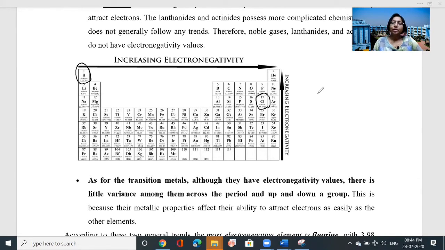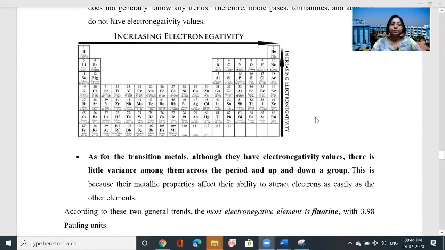That is 2 plus 8, then again 8. 2 plus 8 is 10, plus 8 is 18. So it will try to take the electron. It will attract the electron. That is why we say that chlorine is more electronegative and hydrogen is not. Hydrogen will lose the electron, so it will become H plus. Chlorine will become chlorine minus. In this way, it is an increasing trend of electronegativity. And if we move in the upward direction, then also electronegativity will increase.